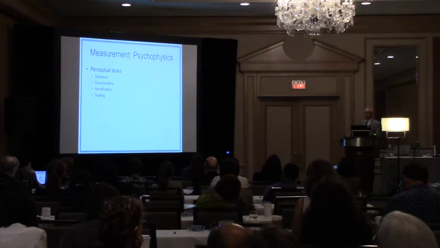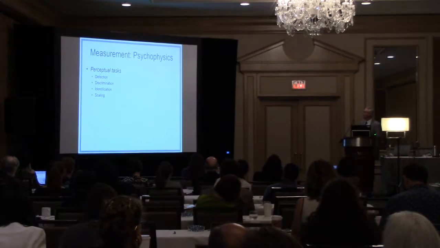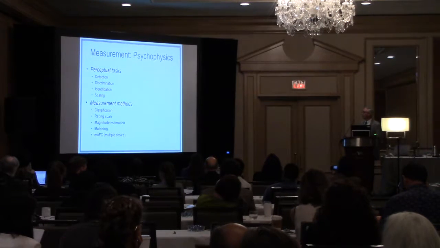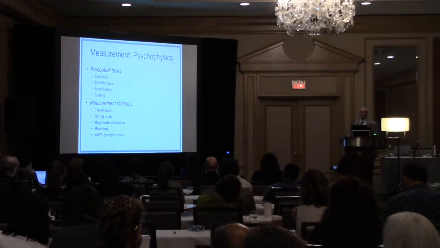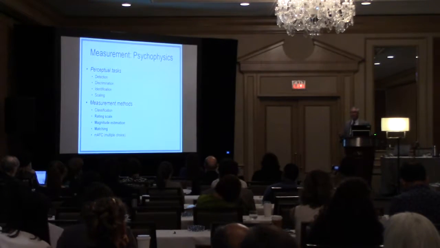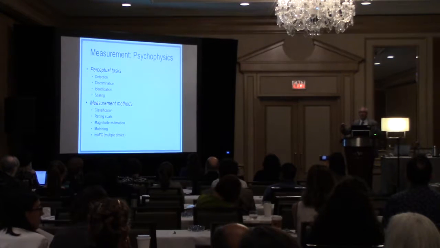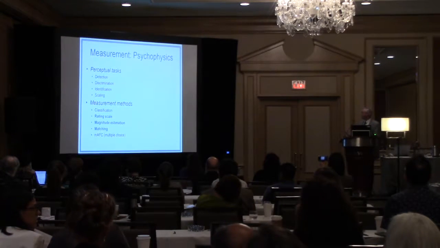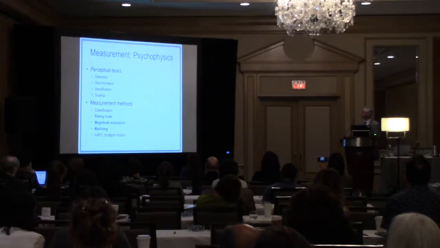So let's think about perception. Let's get into that as we wrap up today. There are many different types of perceptual tasks and many ways to measure the perception of sound. You can classify different sounds. You can rate them on a scale from low to high, or 1 to 8, or on a 100-point visual analog scale. You can estimate their magnitude. You can match one sound to another sound. There are lots of different ways to measure sound, and that's called psychophysics.